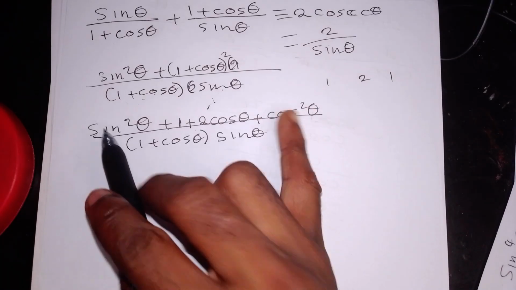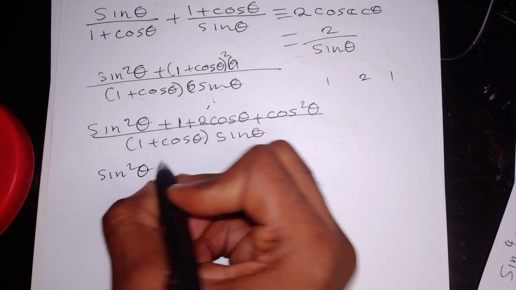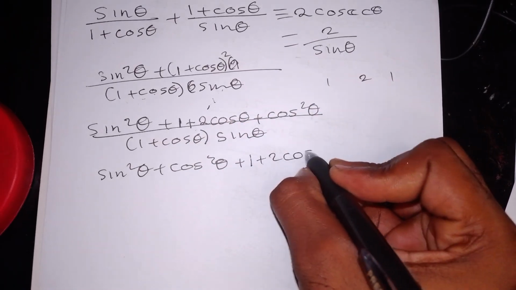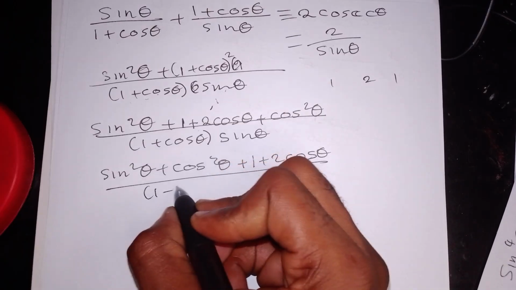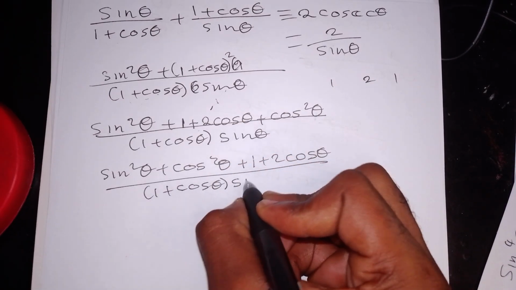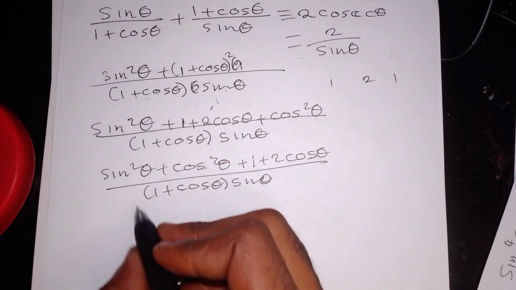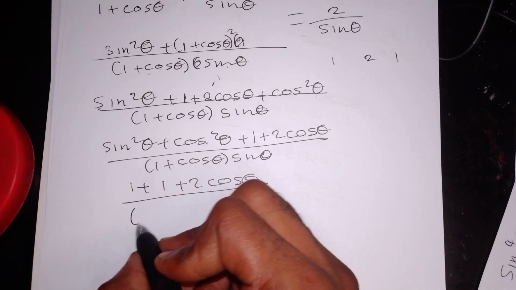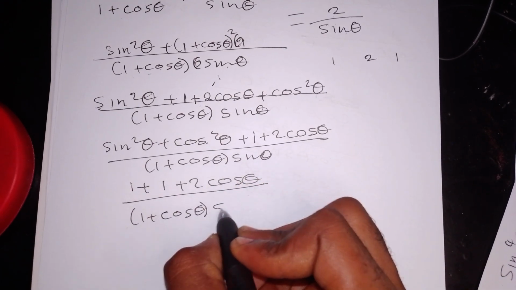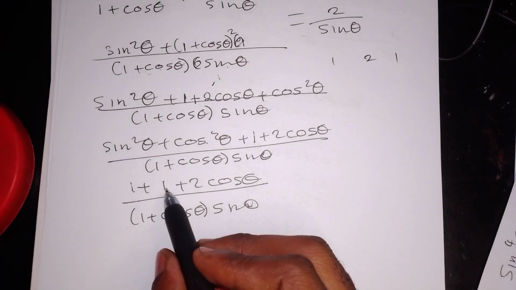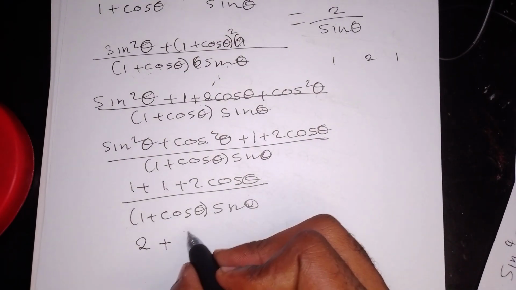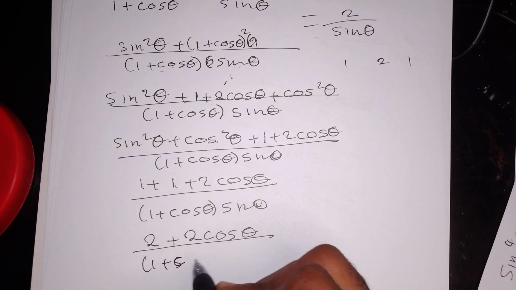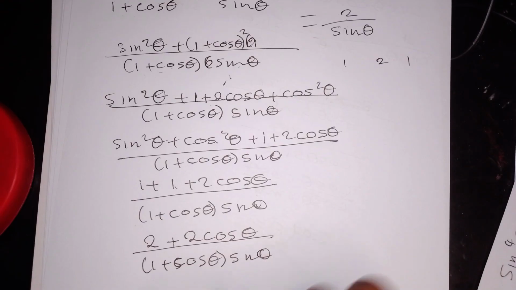And then now you can just put these two together and say sine squared theta plus cos squared theta, and then plus 1, then plus 2 cos theta, everything over 1 plus cos theta sine theta. This plus this, you have a 1 plus 1 plus 2 cos theta, everything over 1 plus cos theta sine theta. So now you can add these two. This will give you a 2 cos theta over 1 plus cos theta sine theta.